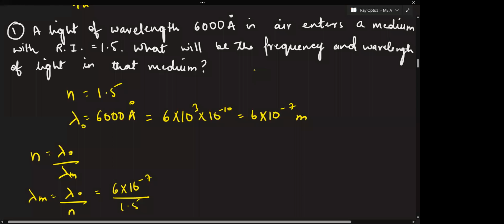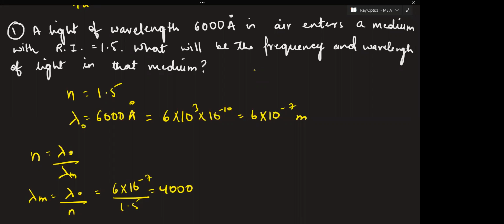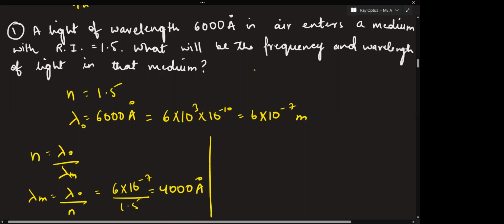So this will come around 4,000 angstrom. I have not solved it right now, I just remember the answer, so I have written it. Just check it once if it is 4,000 or not. It should be 4,000 angstrom. Then it asks for the frequency as well.